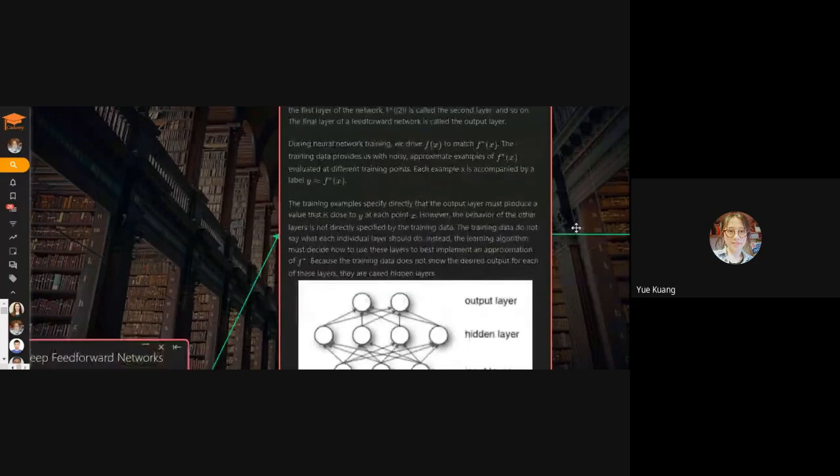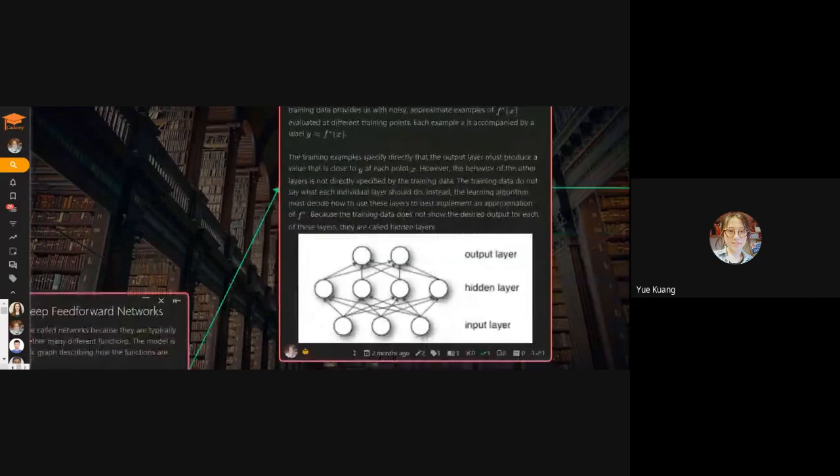However, the behavior of the other layers is not directly specified by the training data. The training data do not say what each individual layer should do. Instead, the learning algorithm must decide how to use these layers to best implement an approximation of f star. Because the training data does not show the desired output for each of these layers, they are called hidden layers. And you can see in the graph here, this is a simple neural network with only one hidden layer.